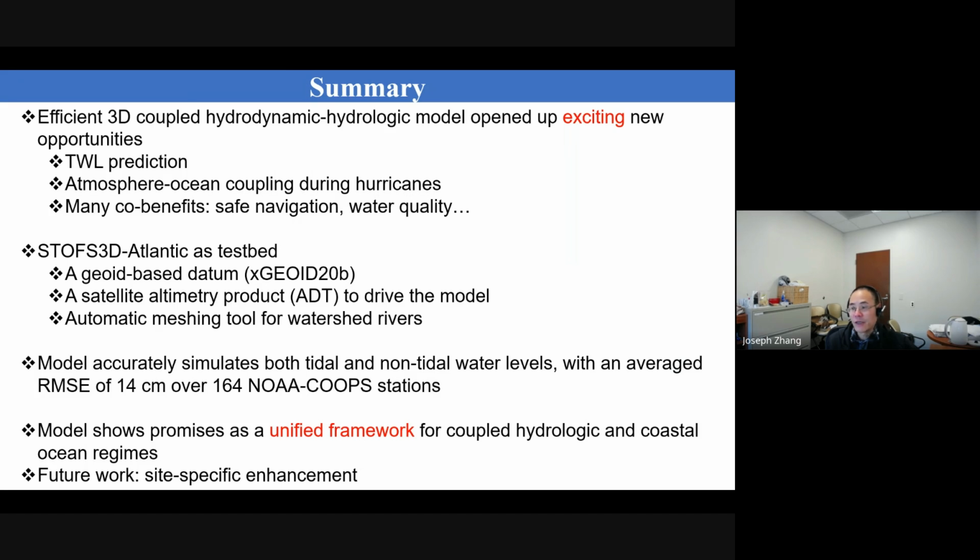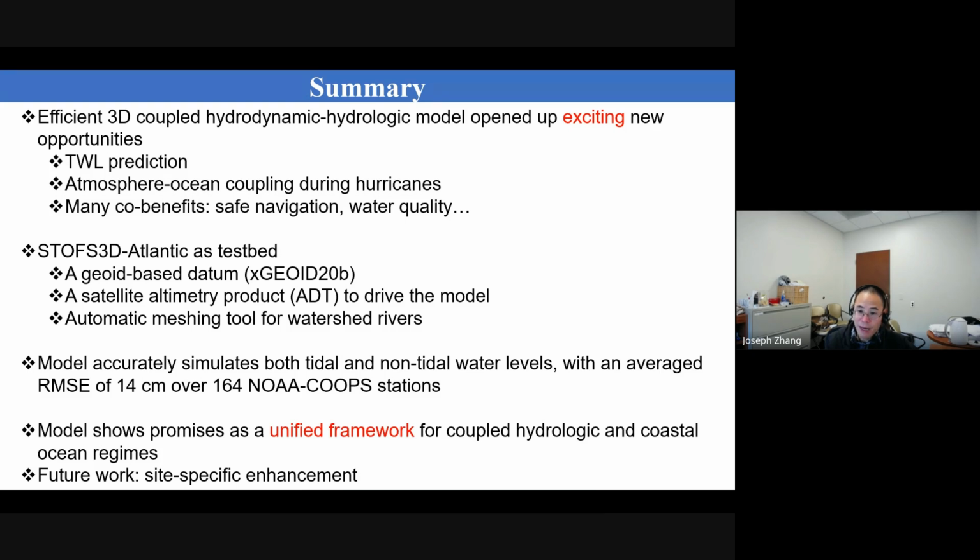And specifically for STOFS-3D Atlantic, we treat it as a test bed, and we improved it a lot over the past 4 years, by switching from NAVD88 to a geoid-based datum, and we now use the altimetry data to drive the model, and we developed very efficient automatic meshing tools for those kind of small channels.